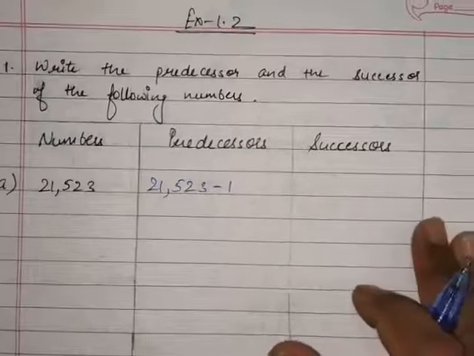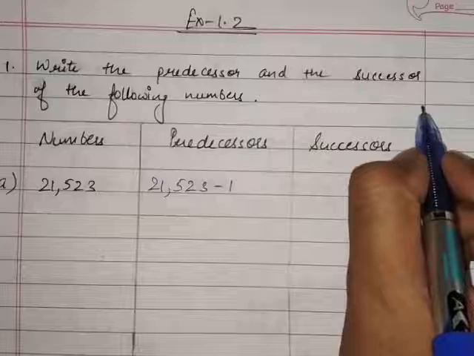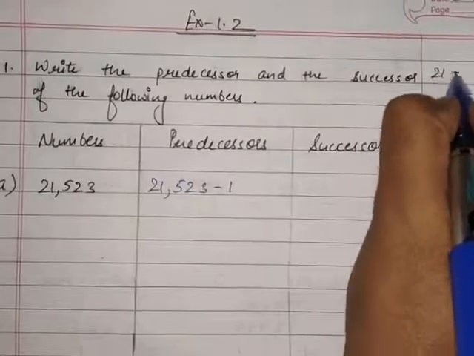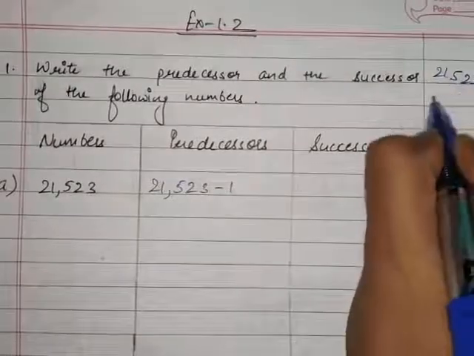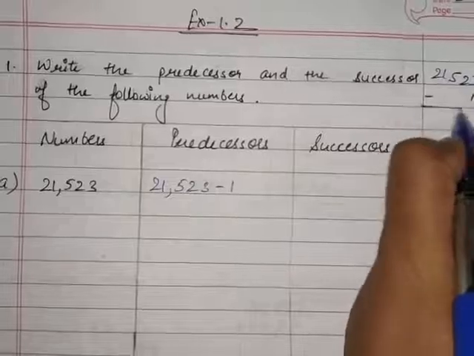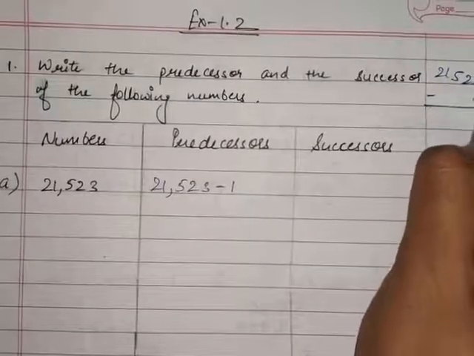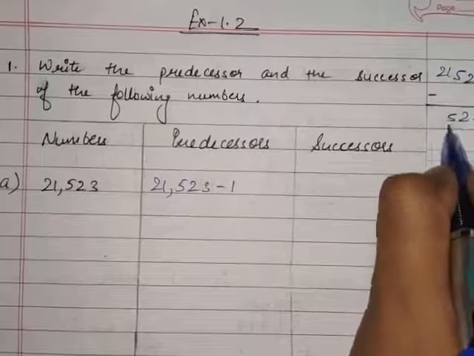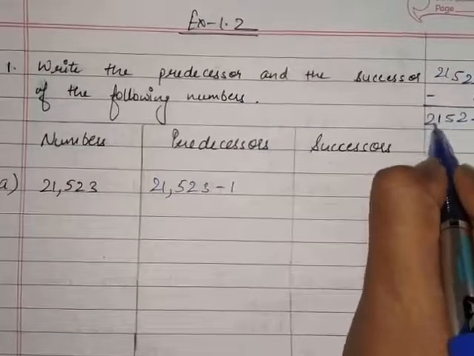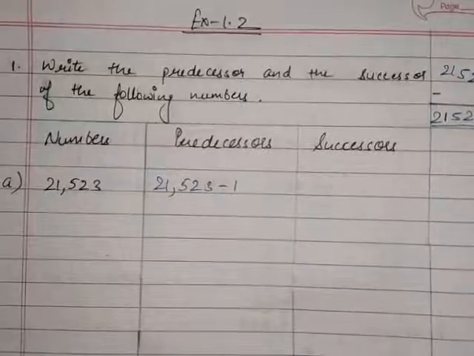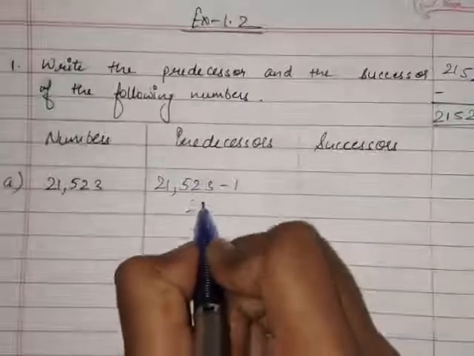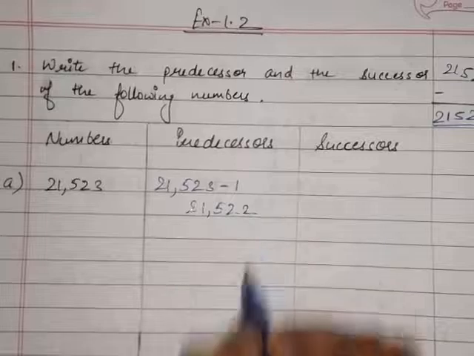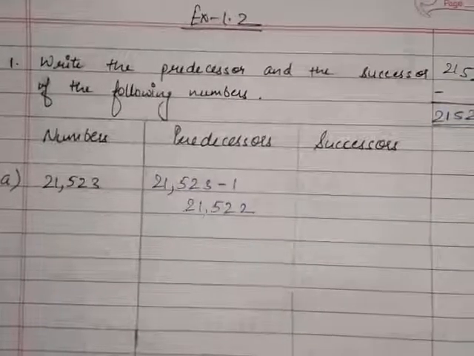See, where can we subtract it? In our rough column. See, 21,523 minus 1. See, 3 minus 1, 2. 2 minus 0, 2. 5 minus 0, 5. 1 minus 0, 1. 2 minus 0, 2. So what is the predecessor of this number? It is 21,522.